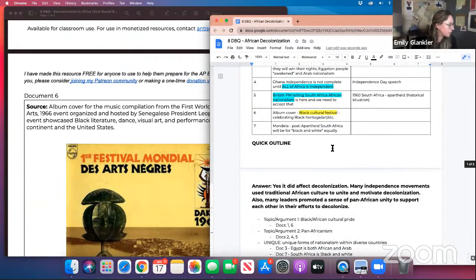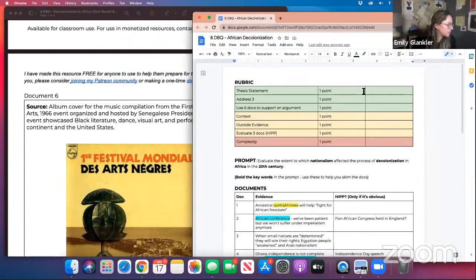So let's go back to our prompt, and let's go back to these bold words. If you've identified the keywords of the prompt, this is going to help you decide what is outside evidence and what is context. Additional evidence has to follow all the rules of the prompt. So for something to be an appropriate additional piece of evidence, it needs to be related to nationalism and decolonization in Africa in the 20th century. All of those things have to be true for it to count as additional evidence.